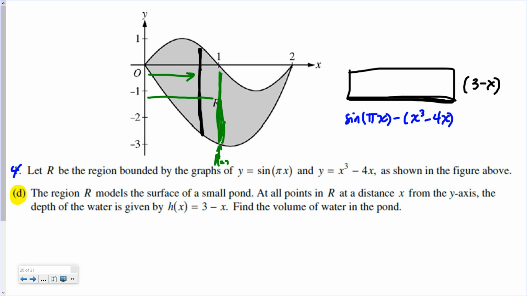So h equals 2. At 1/2, let's say, the depth all along this line here is going to be 3 minus 1/2, which is 2.5. Okay, the depth here will be different, but they'll all be 3 minus x, whatever the x is.